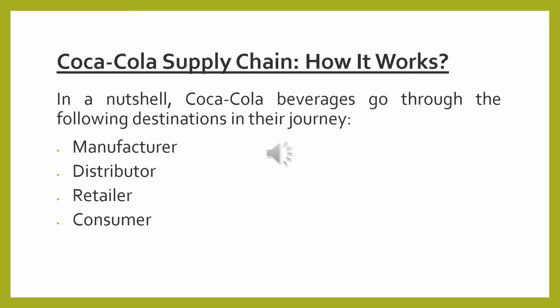Coca-Cola beverages go through the following destinations in their journey: from the manufacturer down to the distributor, down to the retailer, and down to the consumer. The typical workflow within Coca-Cola supply chain is as follows. The Coca-Cola Company headquarters in Atlanta manufactures the concentrated syrup and sells it to Coca-Cola Enterprises or another bottling partner, which is responsible for selling the product in North America and Canada.